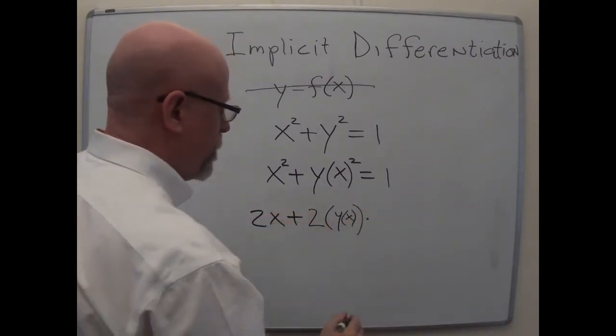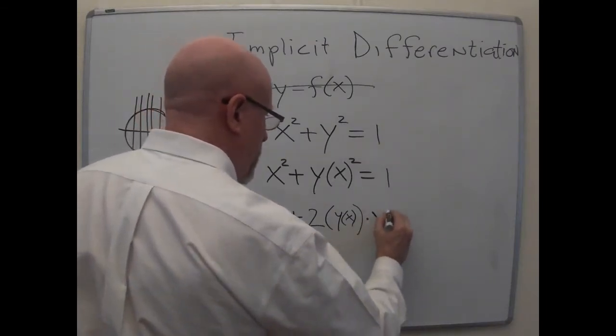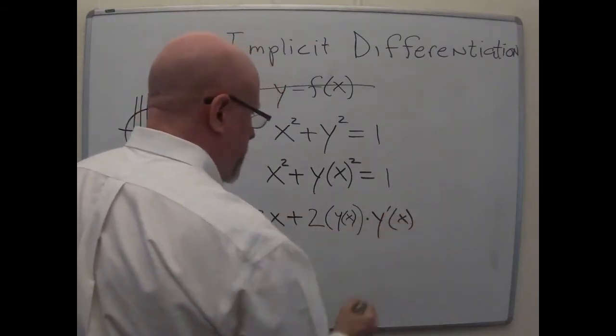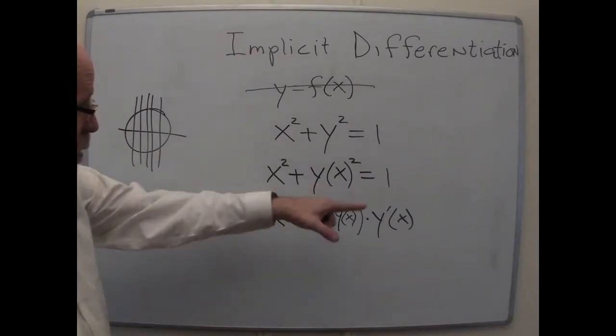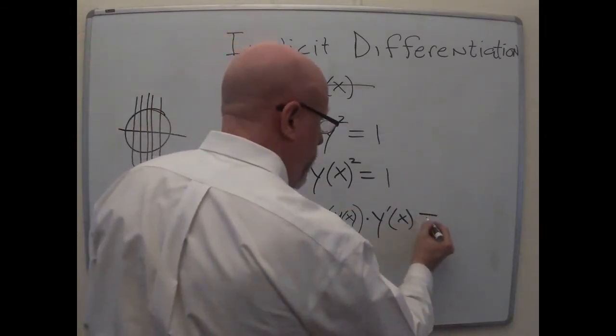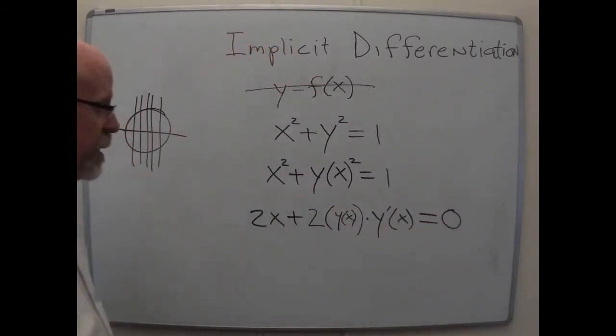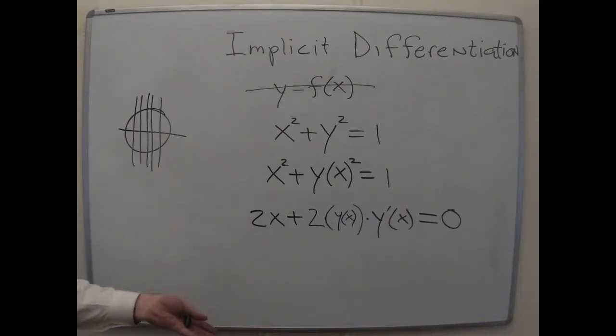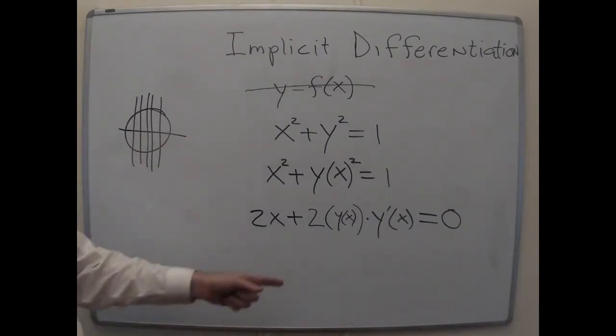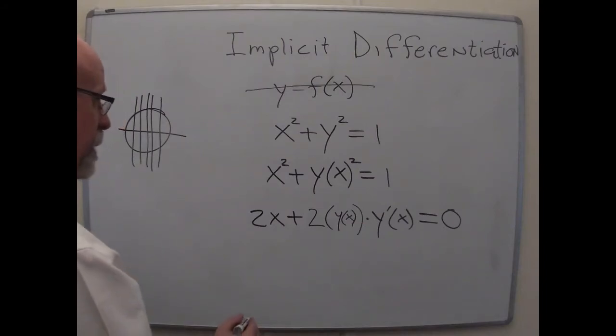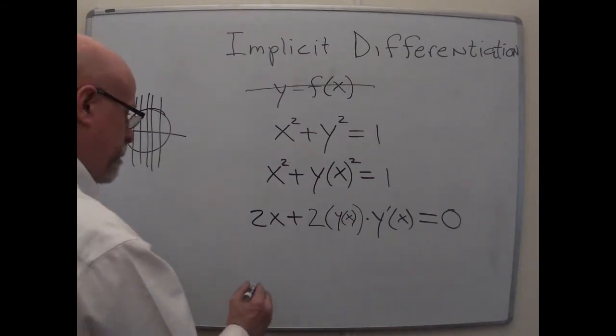And then you have to take the derivative of the inner thing, y prime of x. That's where we want the y prime to be. And then on the right-hand side, you get 0, because it's a 1 over there. Now you stop pretending that anything's a function of the other thing. You just call that y and that y prime, and you solve for y prime.